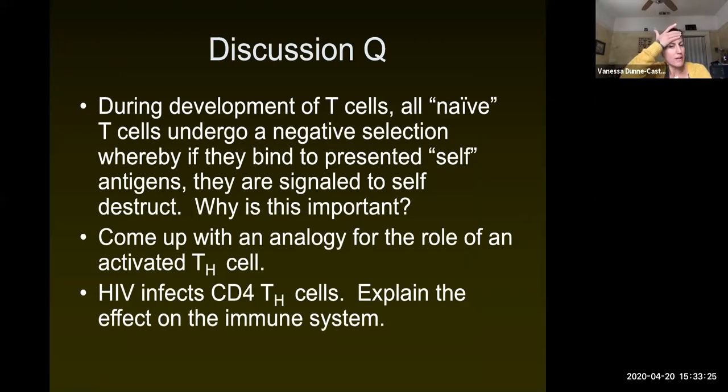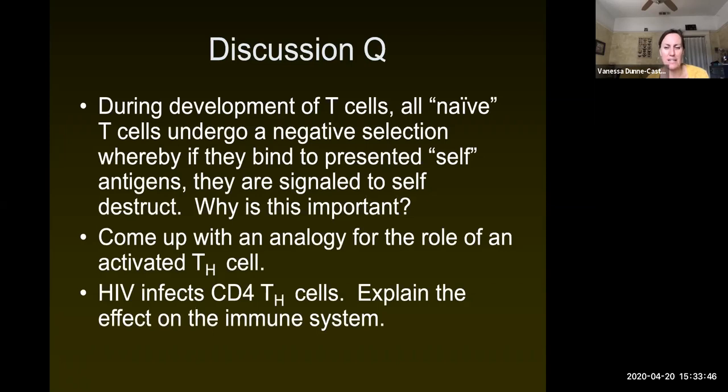So these questions I think are helpful for you to just kind of think about the overall function of our cell-mediated immune system. The first question: during development of T cells, all naive T cells undergo a negative selection, whereby if they bind to presented self-antigens, they're signaled to self-destruct. Why is this important? I'm sure you can figure that out.